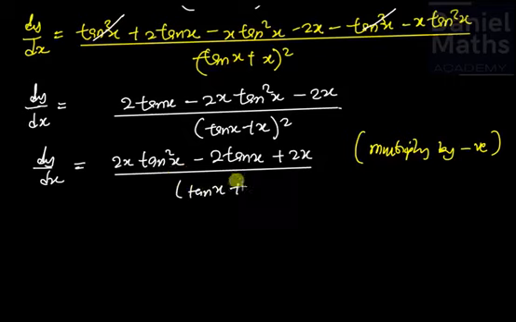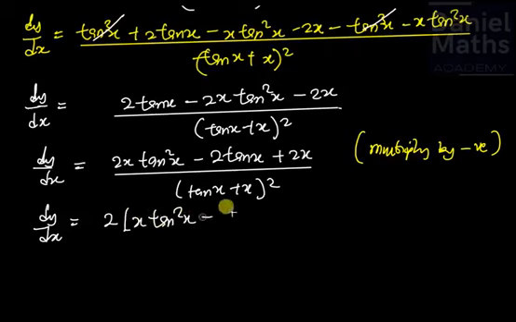So this goes on to give me dy on dx is equal to, I can factor here, so if I factor here, I have 2 being factored, and then I have x tan square x minus tan x, and then I have plus x, and then all of this is being divided by tan x plus x all square.